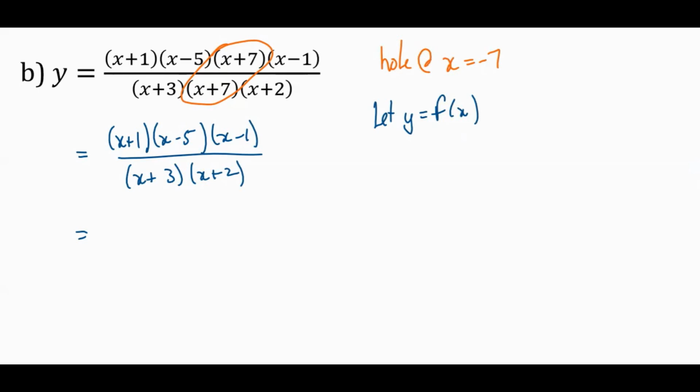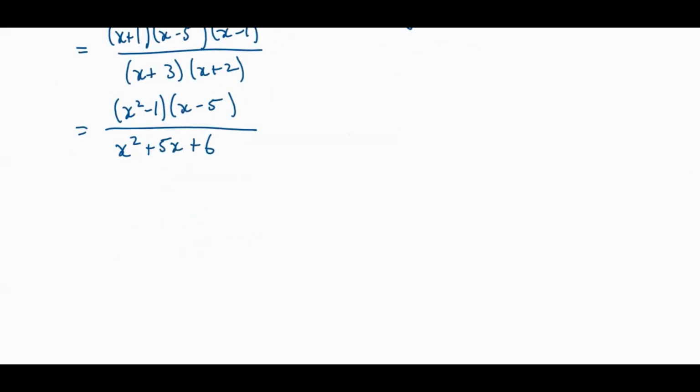So I've got an x plus 1 and an x minus 1, so on top that's x squared minus 1. And I'm going to expand the bottom. I don't need that bracket. And then I am going to expand the top fully as well. So that's x cubed minus 5x squared minus x plus 5.